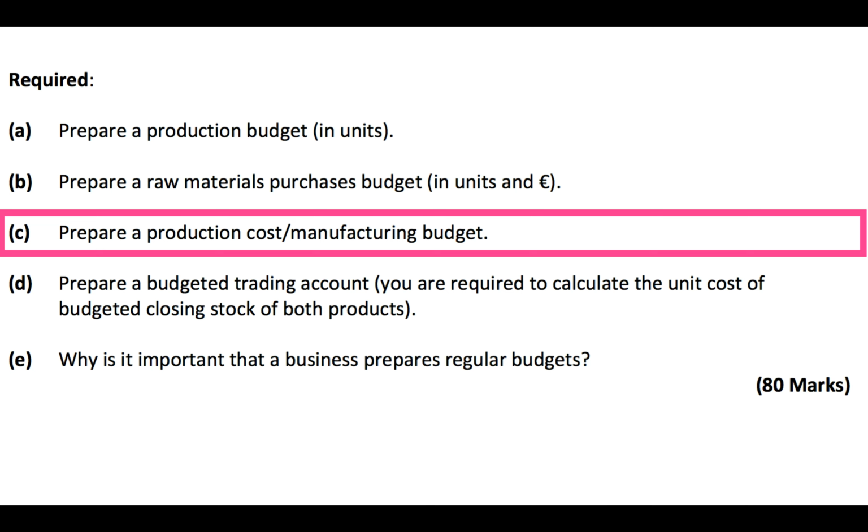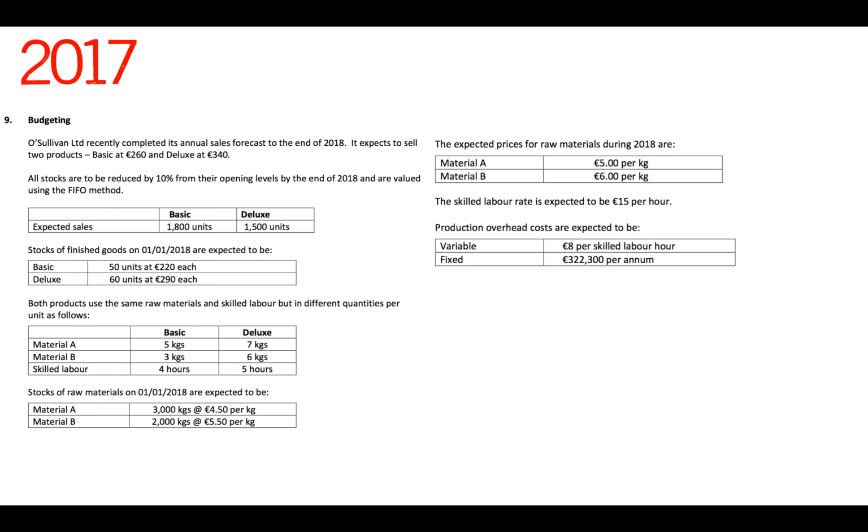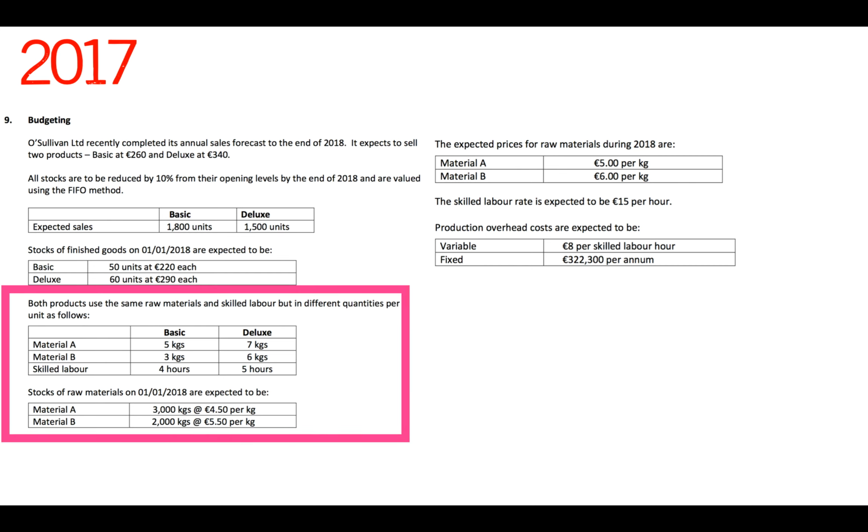Part C is asking us to prepare a production cost or manufacturing budget. So we want to look at how much it is going to cost us to make everything. What are all of the costs involved in this? So we're looking back at the question, and we already know we've done in part B a purchases budget. So we know that one of our costs is raw materials.